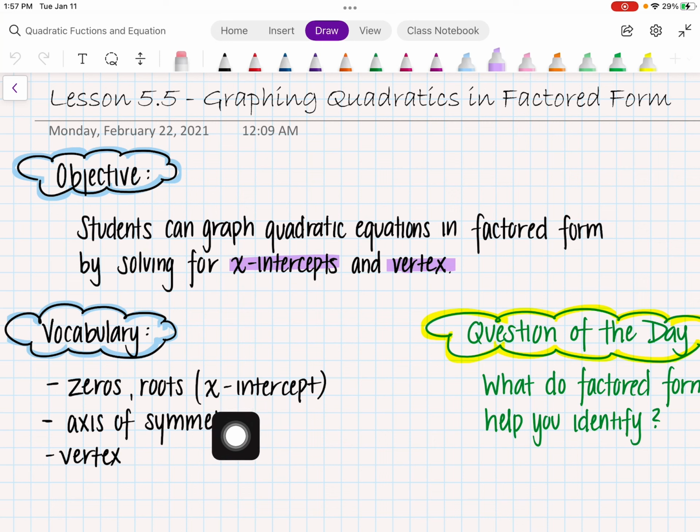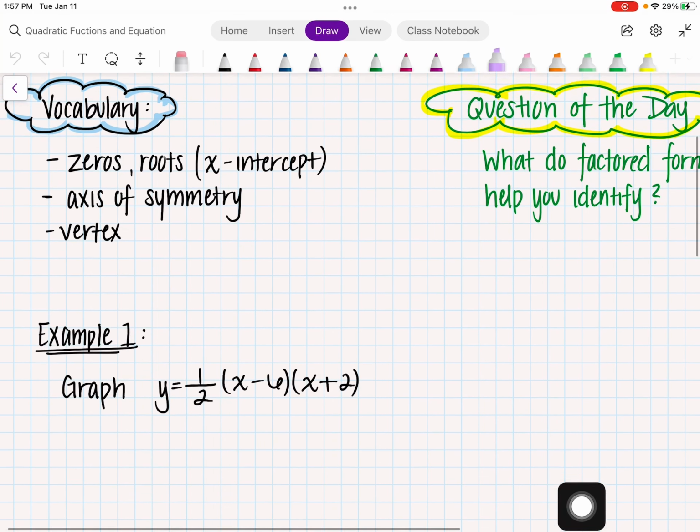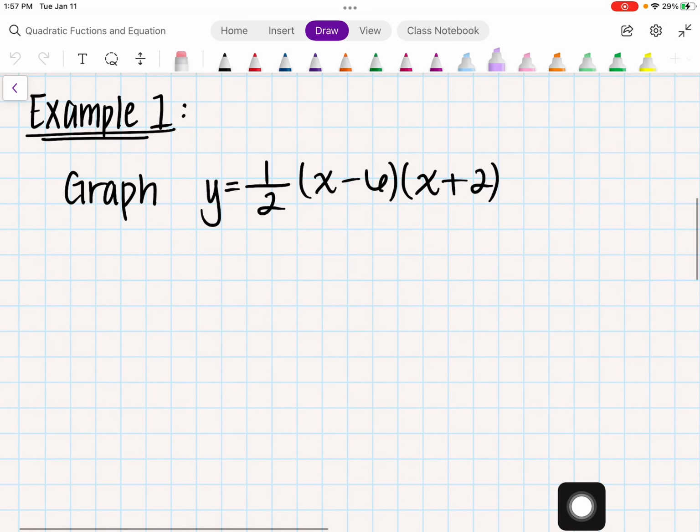Just a few of our vocab terms here. Zeros are roots, guys. It's the same thing as saying x-intercepts in this case. Axis of symmetry talks about the x-coordinate of the vertex. So we'll actually be seeing all of this in today's lesson. So let's go ahead and get started here with example 1.